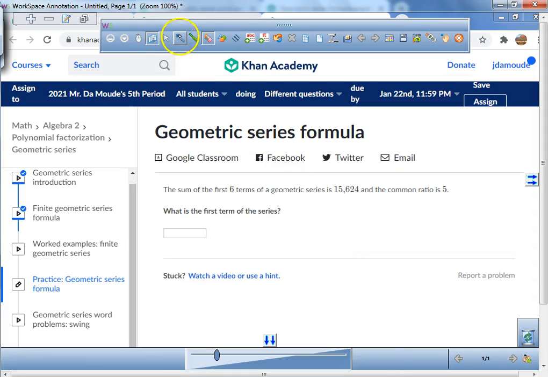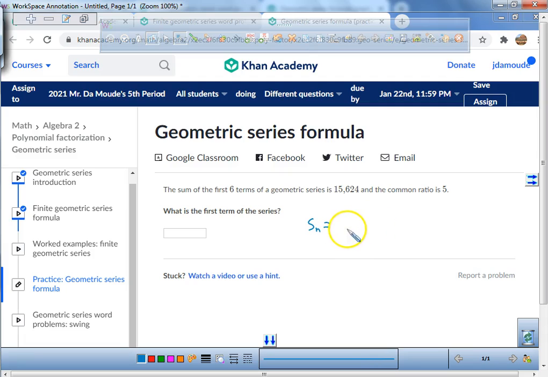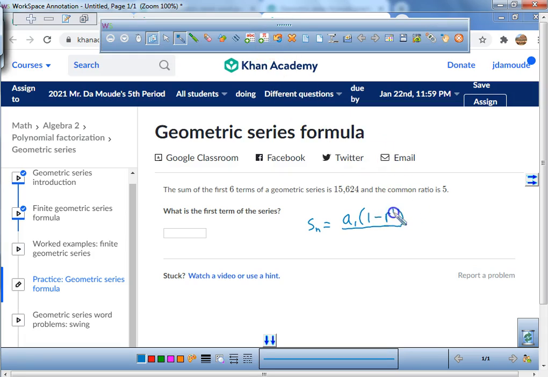All right, so geometric series. We started talking about this, but we need to go over the formula once again. Could you please put S of n, which is the summation of all of the series, equal to the very first term, which we'll call A1, times parentheses 1 minus r to the power of n, over 1 minus r.